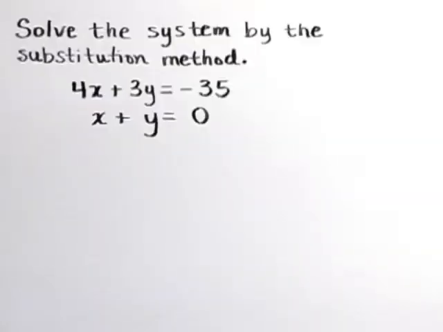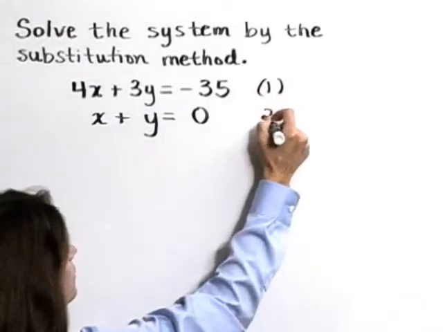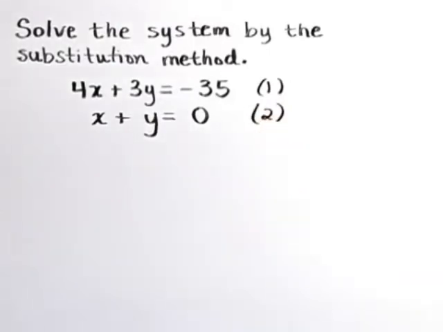Solve the system by the substitution method. We have the equations 4x plus 3y is equal to negative 35 and x plus y is equal to 0. I'm going to start by identifying these equations as equations 1 and 2.